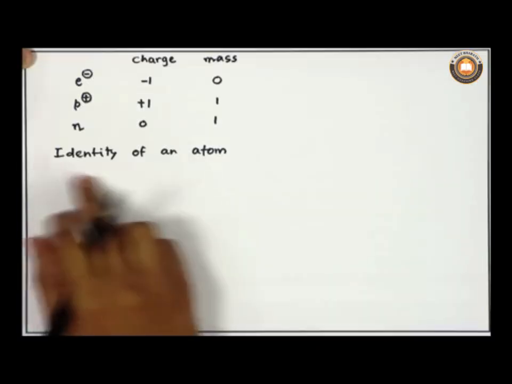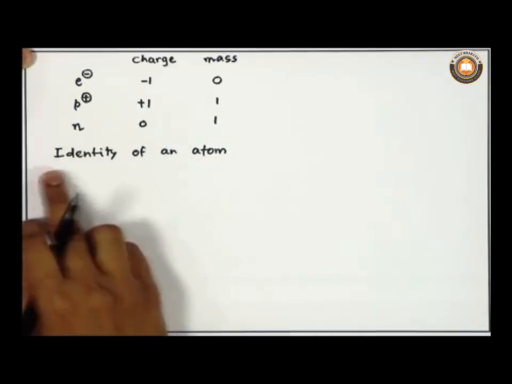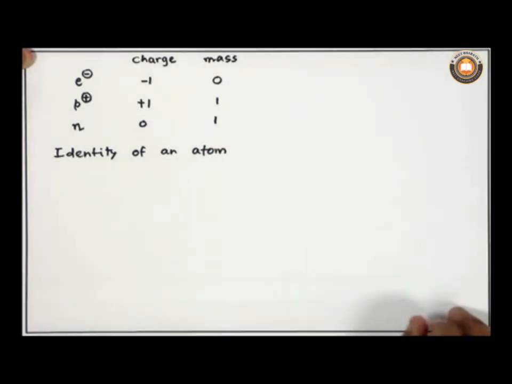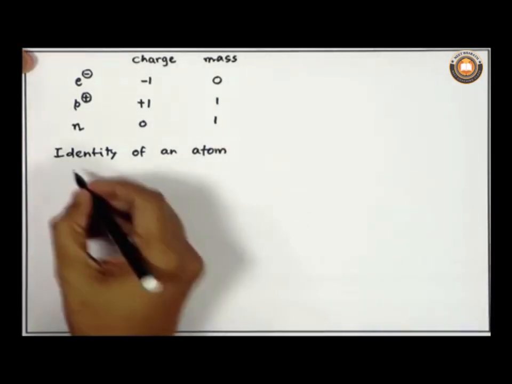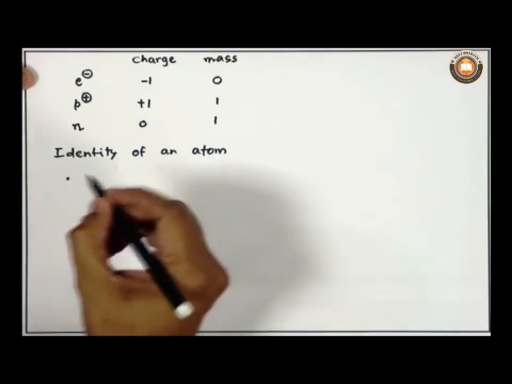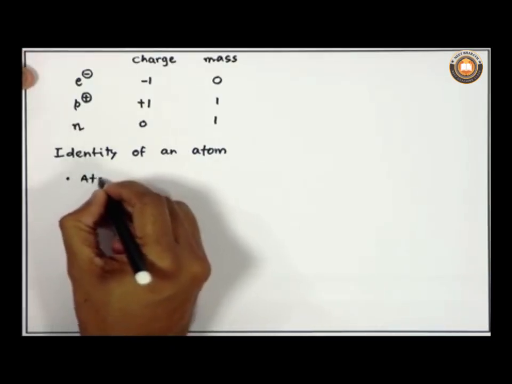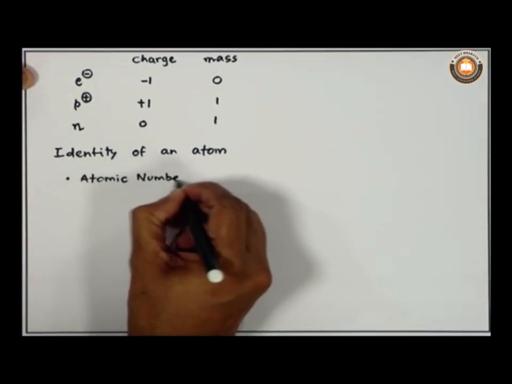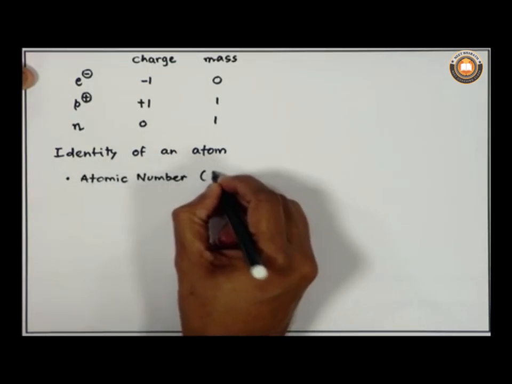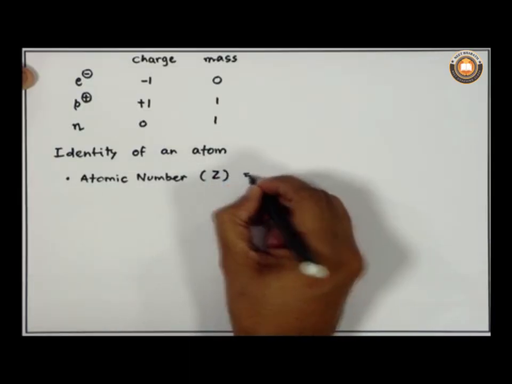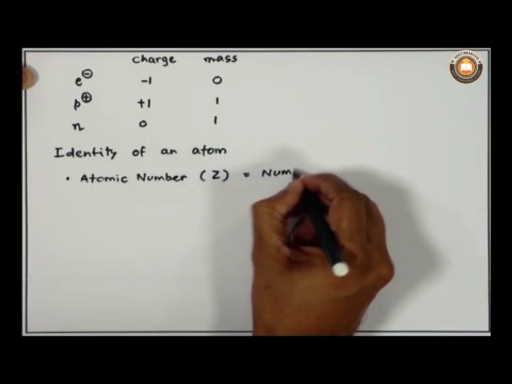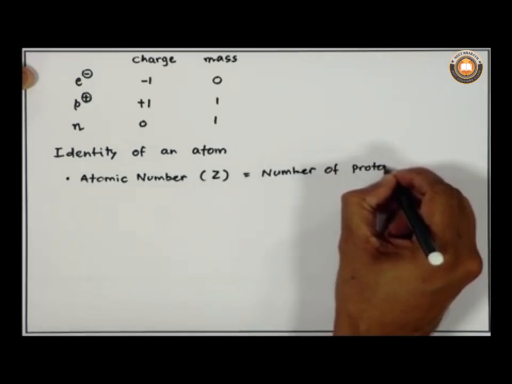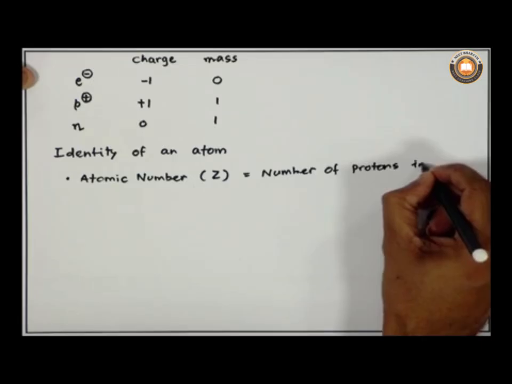Similarly, to identify an atom, or to establish the identity of an atom, we need some identity indices. The most important is what is called as atomic number. This is given as symbol Z. This is nothing but the number of protons in the atom.